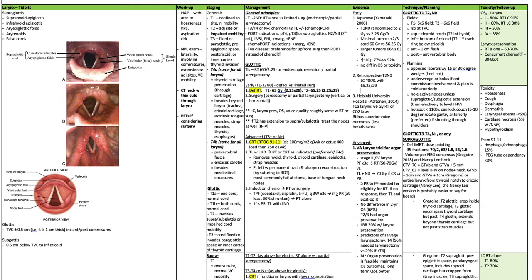So, larynx cancer tidbits. The sites of the supraglottic larynx include the suprahyoid epiglottis, the infrahyoid epiglottis, the arytenoepiglottic folds, the arytenoids, and the false vocal cords. The glottis includes the true vocal cords plus or minus half a centimeter, i.e. it is 1 centimeter thick, including the anterior and posterior commissures. And then the subglottis is 0.5 centimeters below the true vocal cords to the inferior cricoid.